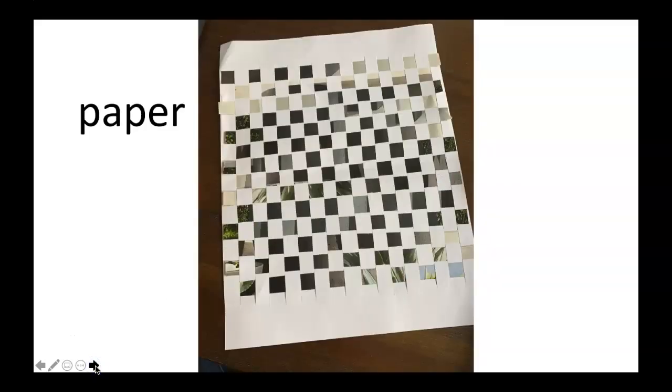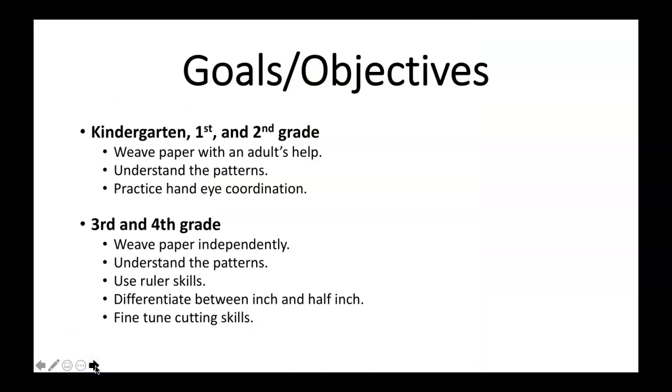Today we're going to be weaving with paper. And our objectives for our kindergarten, first grade, and second grade students: you will weave with the help of an adult or maybe a sibling. You'll understand patterns and you'll practice eye-hand coordination.